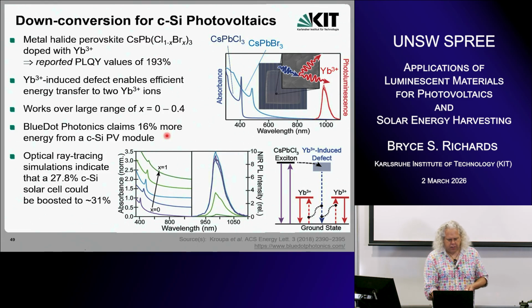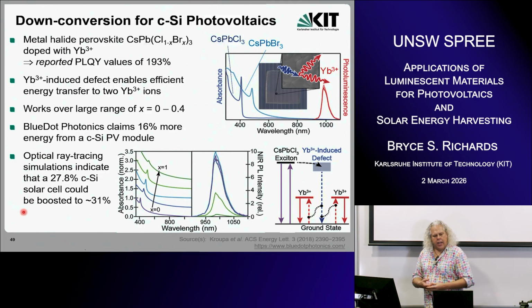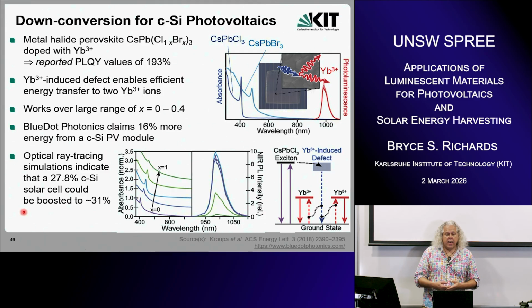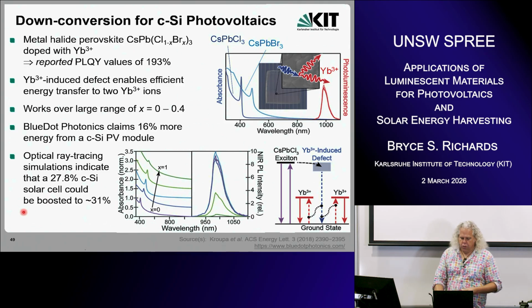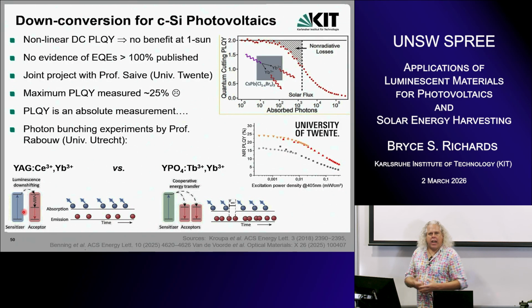their magic additions. Our own ray tracing simulations indicate that if you took one of the Longi heterojunction solar cells that are the record devices today, you indeed could boost this up to maybe something around 31% efficiency. So pretty impressive. Now, there are a couple of catches.